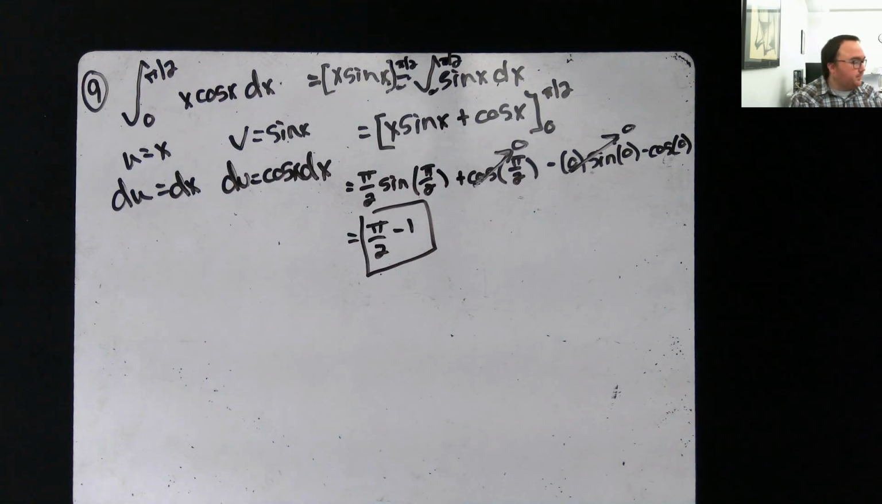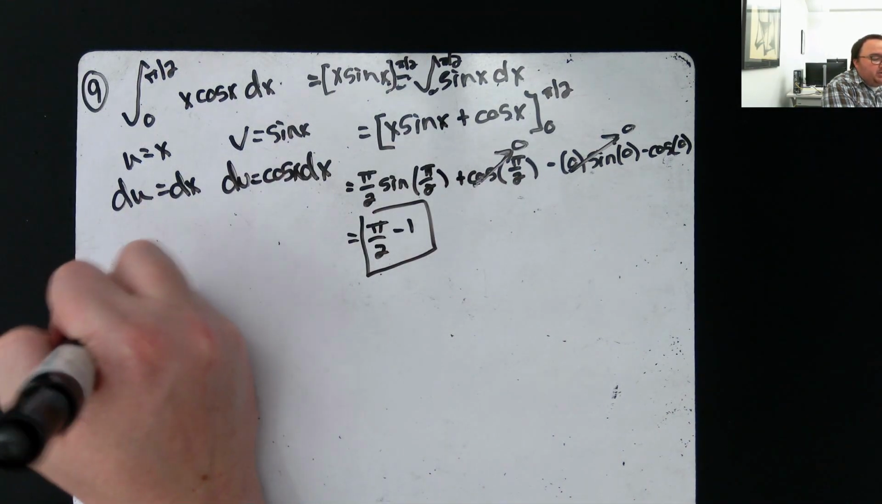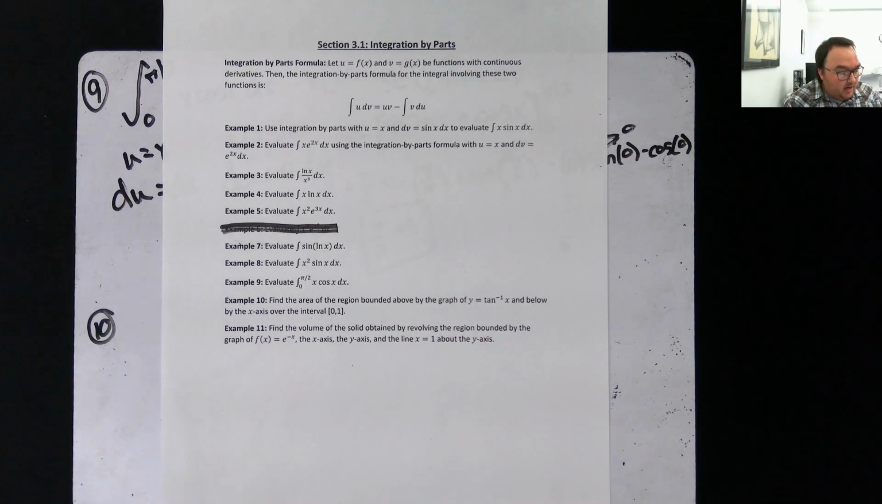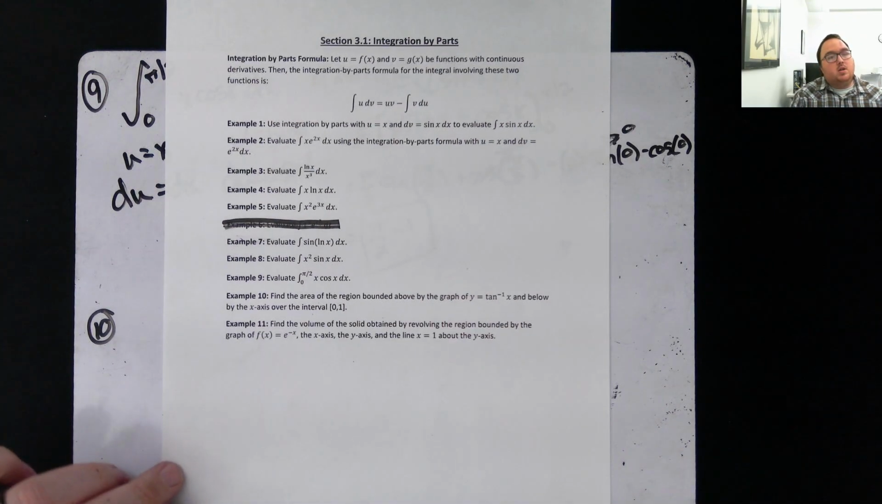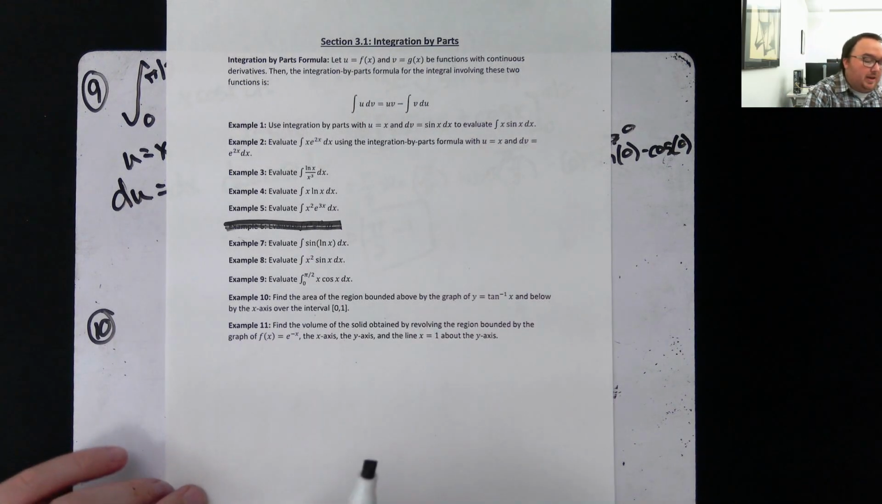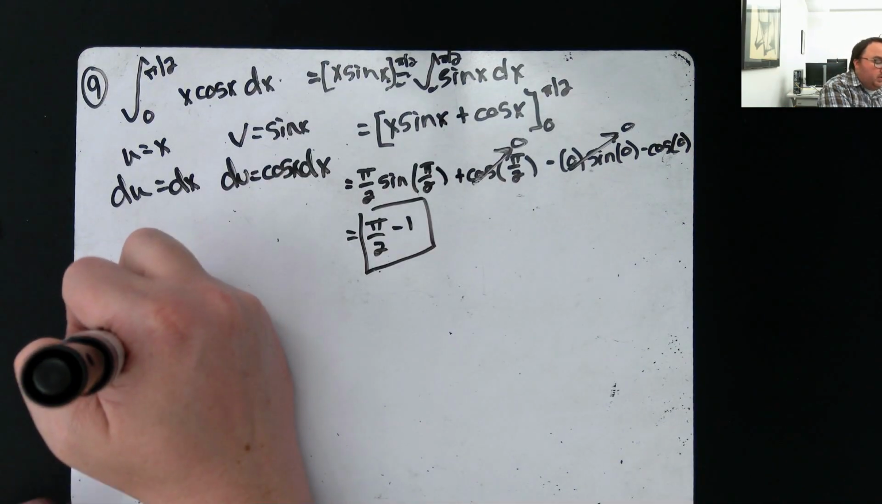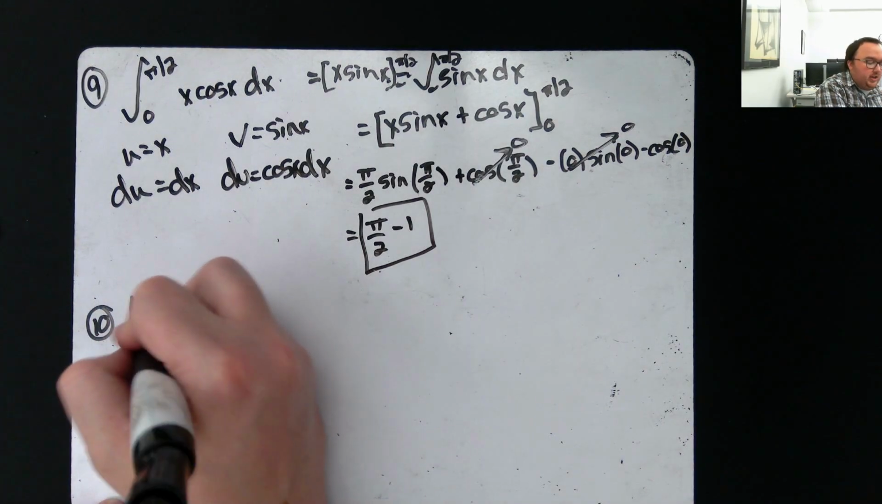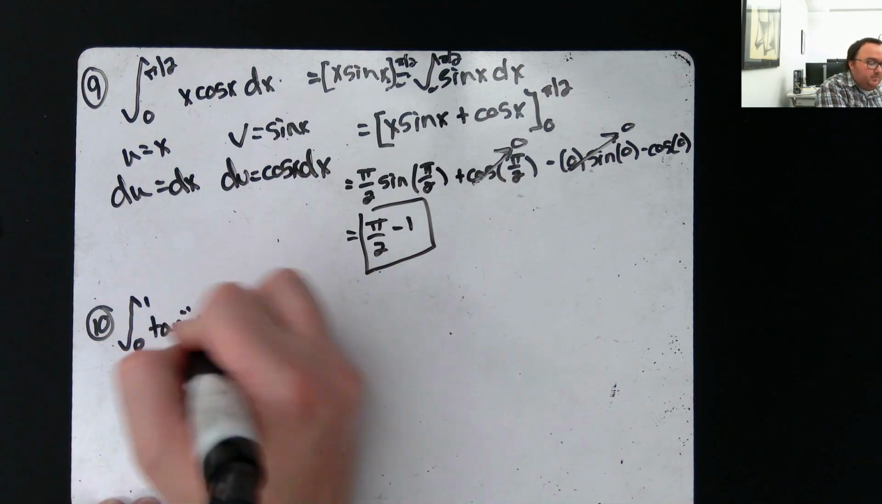Then worry about it. Example number 10 is going to take what we learned in chapter 2 and apply it here. Find the area of the region bounded above by the graph of y equals inverse tangent of x and below by the x-axis from 0 to 1. So remember, this is the first thing we did in this class. This is going to be the integral from my bounds, which is 0 to 1, of my function inverse tangent of x dx.